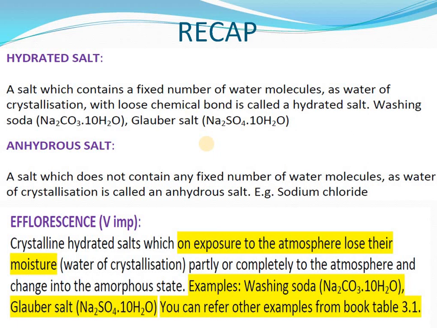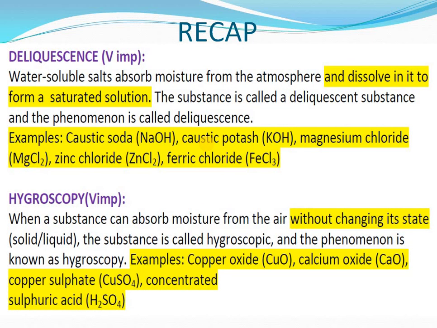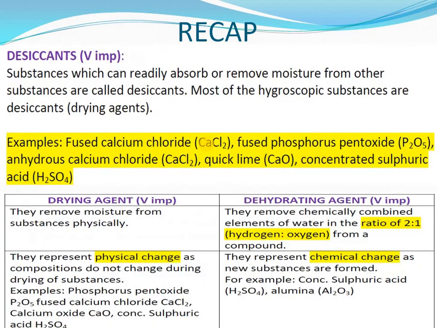Efflorescent: when the humidity is less, water will be lost from the salt to the air. That is called efflorescence, and this leads to a decrease in the weight of the substance. You can refer to table 3.1 for more examples. Deliquescence: substances which absorb moisture and change into a saturated solution. Hygroscopy: absorbing moisture but not changing the state. And desiccants are substances used for drying other substances. Drying agent and dehydrating agent are very important definitions.